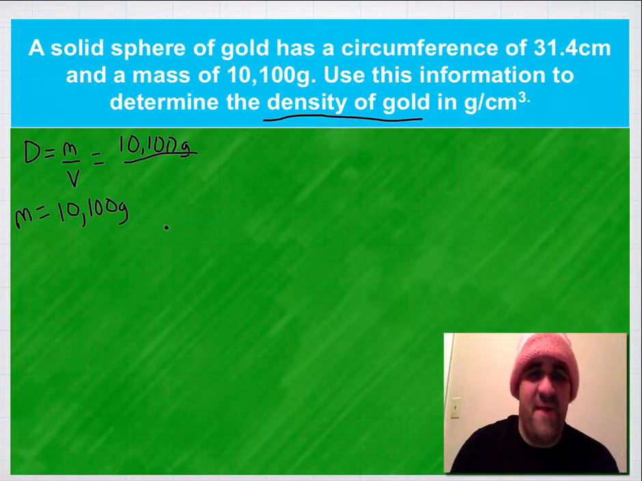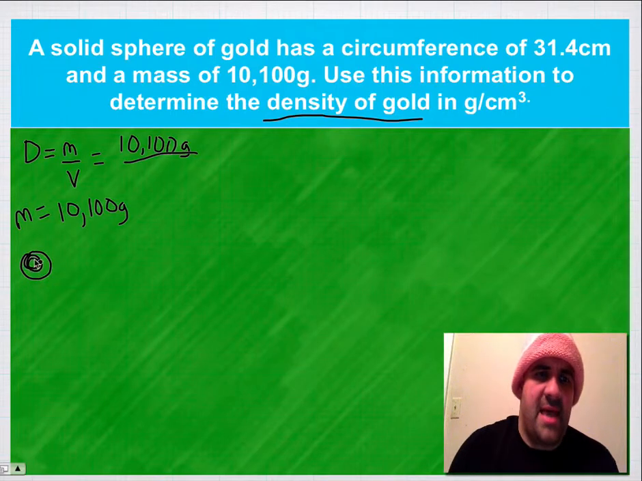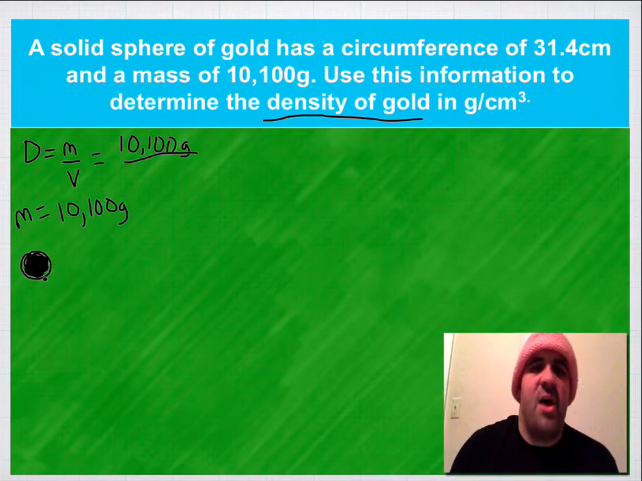But I do not know what the volume of this sphere is. I have a solid sphere, completely solid gold, roughly 10 kilograms of it. Extremely expensive. So how am I going to figure out the volume of this sphere? Well, I gave you this circumference value for a reason.